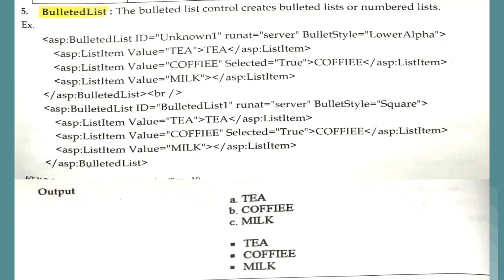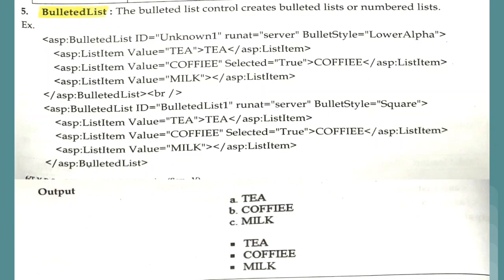We can have the bulleted list, that is a numbered list also, and symbols like squares and so on. This is one example which I have given, in which we have two lists. Like in HTML we have ordered and unordered lists, like that only we have created the same list in ASP.NET. So the first list: A is tea, B is coffee, C is milk.